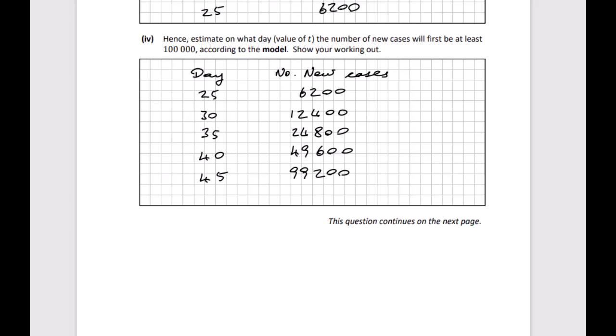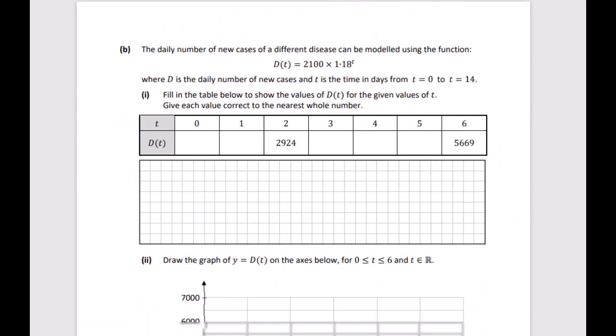So I'm going to give it one more day here. So I'm going to say my answer here is day 46. Now again here they say estimate on what day. So this is an approximation, and I presume in the marking scheme they're going to allow a tolerance of a day or two around this particular value here. So it doesn't have to be worked out absolutely accurately. Okay, so let's move on to the next question.